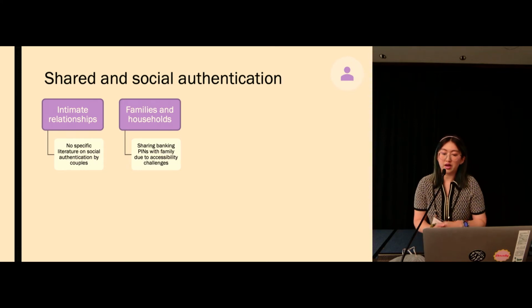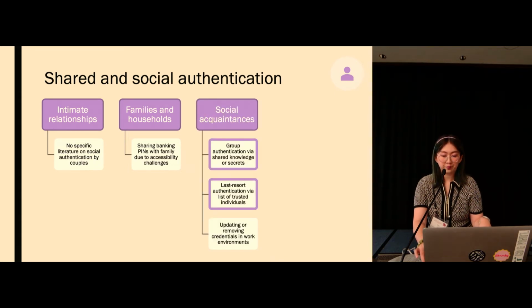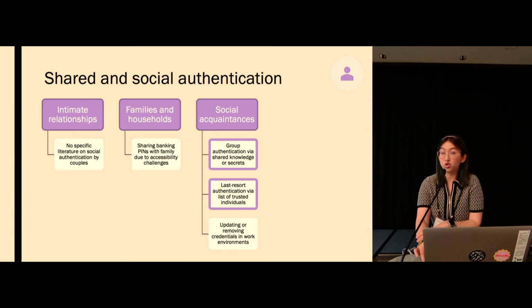But within family and households, there has been some work done on users who face accessibility challenges, relying on their family or close household members to help them authenticate themselves. And these include people with visual impairments, those with language barriers, and users who have less technical education who might share their passwords and PINs, not to actually share their financial resources, but because they face burdens communicating or proving their identities.